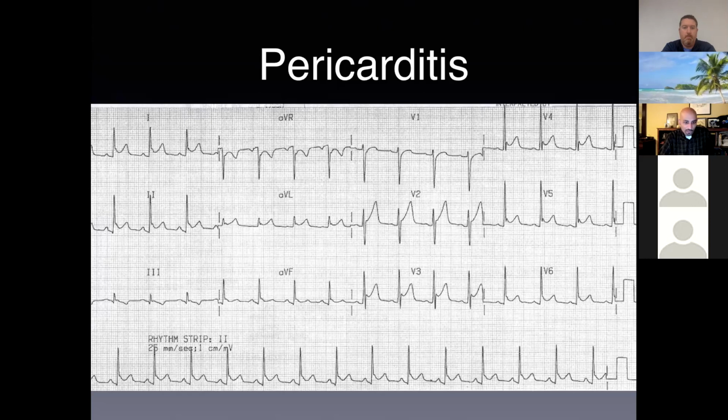Pericarditis will cause ST segment elevation everywhere. So if you see somebody that's having chest pain, that you think they're having an MI, and they have ST elevation at every single lead, it could be an MI, but it's unlikely to get all vessels in the heart occluded at the same time. And so you think about whether it could be pericarditis. So this is an example of pericarditis. What else might you see with pericarditis on a 12-lead EKG?